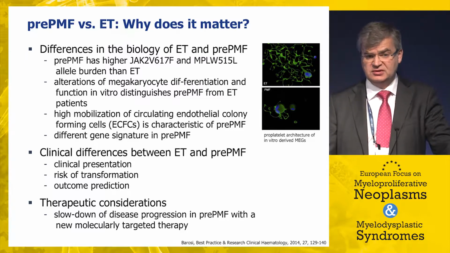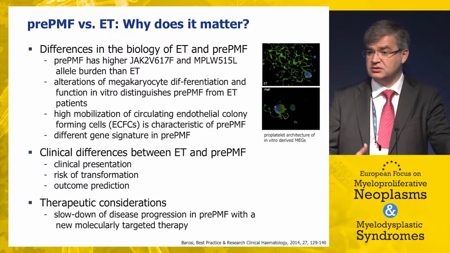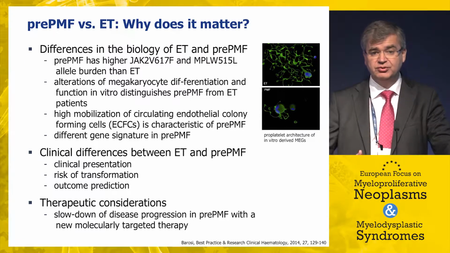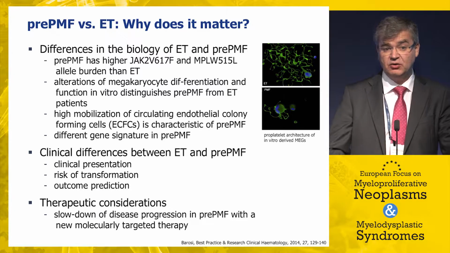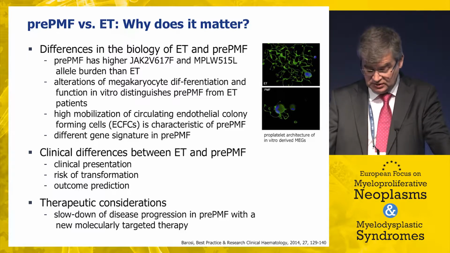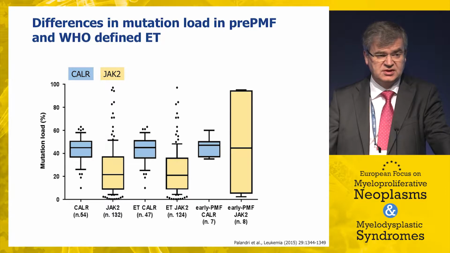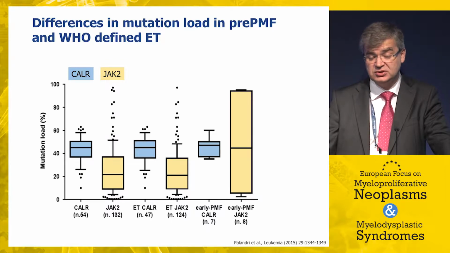We see differences in clinical outcomes, so that's survival, that's the risk of progression to overt myelofibrosis, and also the risk of leukemic transformation. And by this, the question arises how to prevent the natural progression of prePMF. Do we need to start early treatment, or do we have any treatment options to prevent the dynamics of the disease?